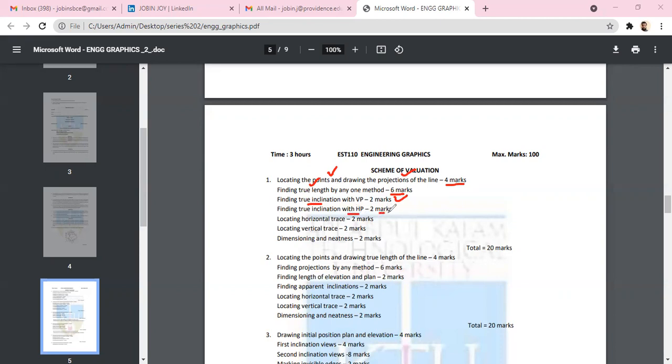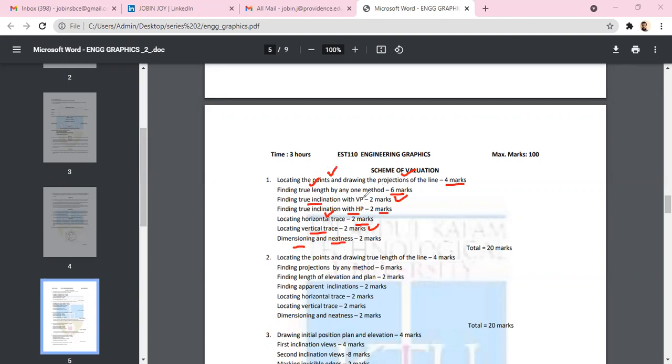Find inclination with HP, you will get 2 marks. If you are locating the horizontal trace, you will get 2 marks. If you are locating the vertical trace, you will get 2 marks. And dimensioning and neatness, 2 marks. That means 1 mark for dimensioning and 1 mark for neatness. Okay, so this is the split up.